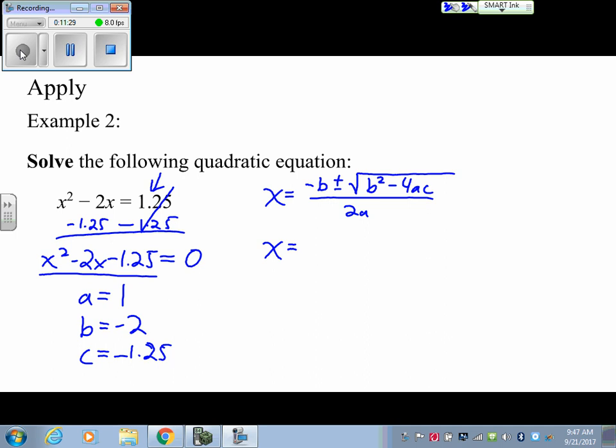We have x is equal to the opposite of b. Well, b was negative 2. What's the opposite of negative 2? Positive 2. So this time I jumped right to that. You could write minus 2, but it's just going to make more work for us in the end.